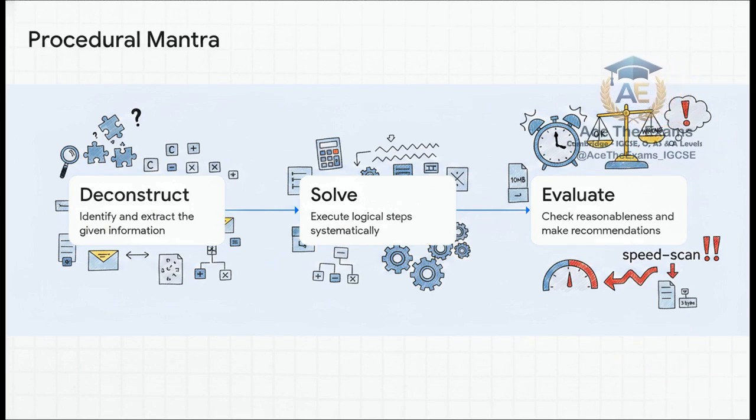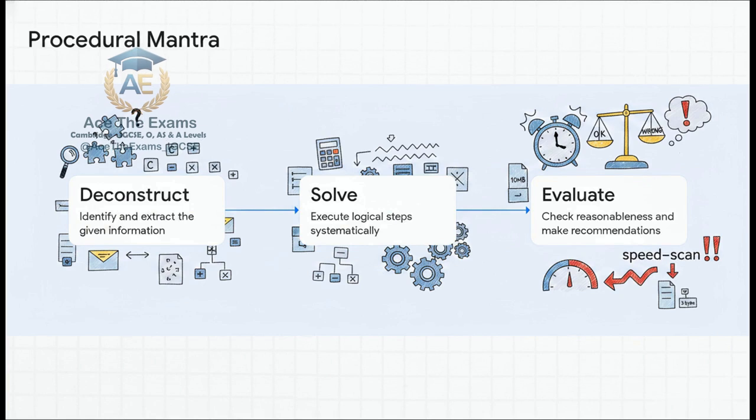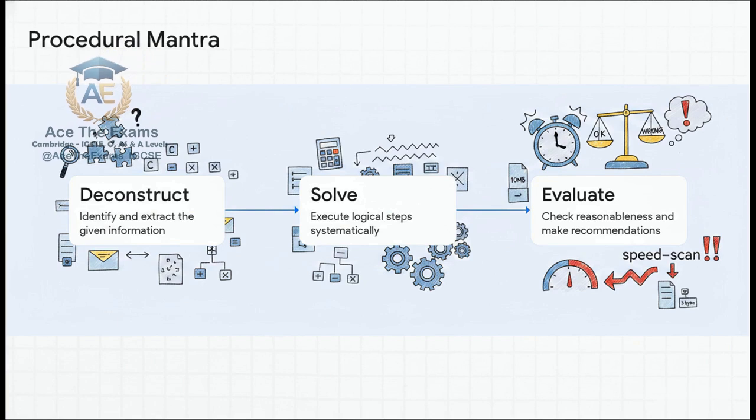Step 1. Deconstruct. This is where you identify all the given information. You pull out the command words. Are they asking you to describe, explain, or evaluate? You isolate the parameters. You find the exact file size, the transmission speed, or the specific data type mentioned in the prompt. You literally dissect the question.